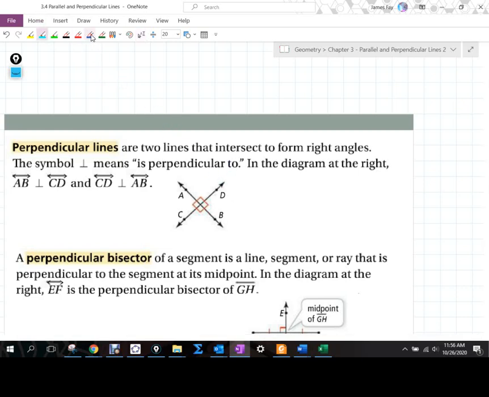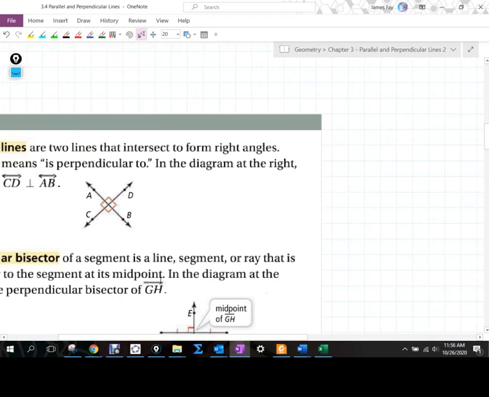Now, as we work through perpendicular lines, it says they are lines that form right angles. So how many right angles do we form? If I have line A there and line B, and I tell you that that angle right there is a right angle, what do you know about this angle right there? Why? Okay, vertical with the other right angle, so they both have to be 90, right? What about that one there?